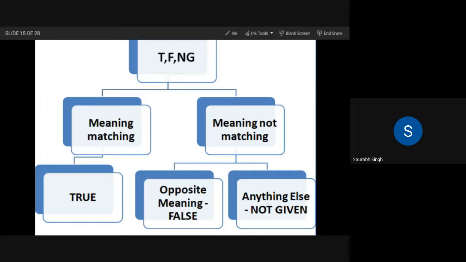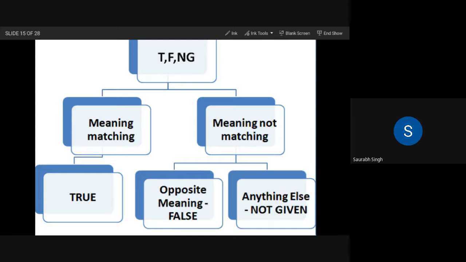The meaning, not the same words. The same words will not be given. If the meaning matches, it's true. If it's the opposite or contrary, then it's false. If anything beyond that, it's not given. And in not given cases, please do not revisit the question again and again. What happens? Mostly confusion arises between false and not given.